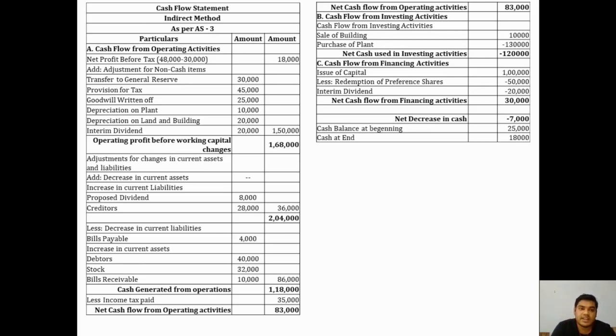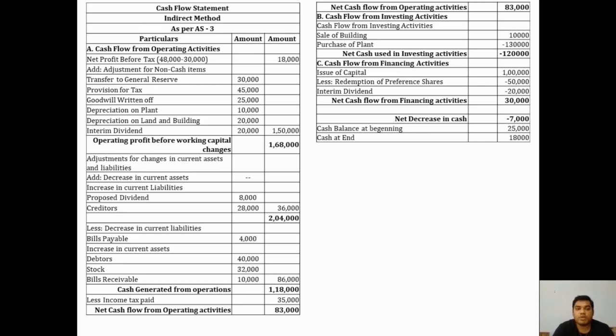To this we have to add adjustments for non-cash items. As we discussed earlier, there is a transfer of general reserve, there are provisions for taxation we have created, there is a goodwill written off, there is depreciation for plant and depreciation for land and building, as well as we have paid an interim dividend. So these are called non-cash or non-operating expenses, and hence we are adding them back to the net profit. And there is no non-operating income since we are not subtracting anything. So whatever we receive over here is called operating profit before working capital changes. The answer is 1,68,000.